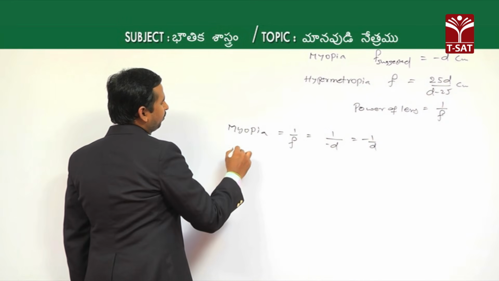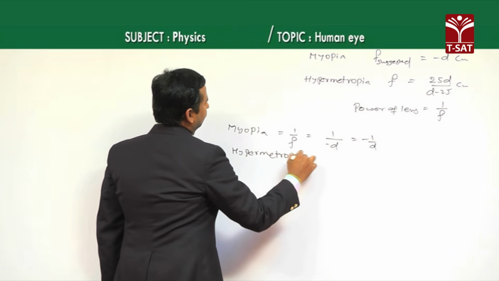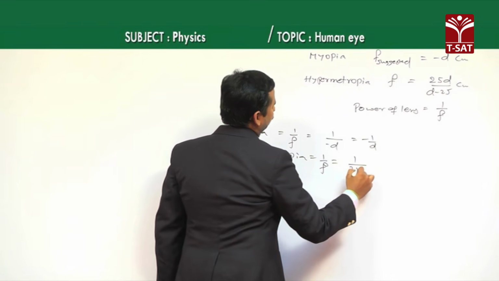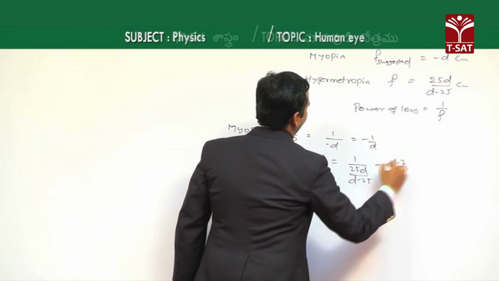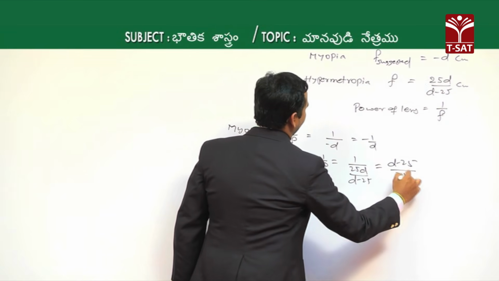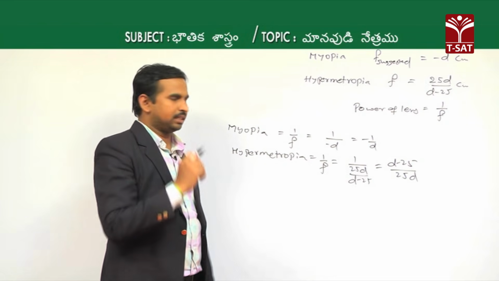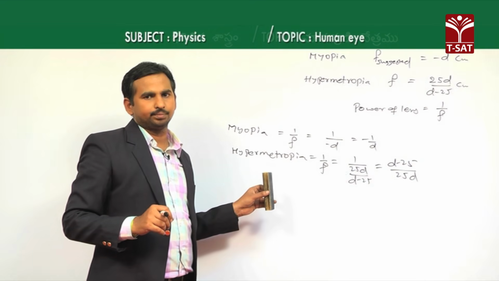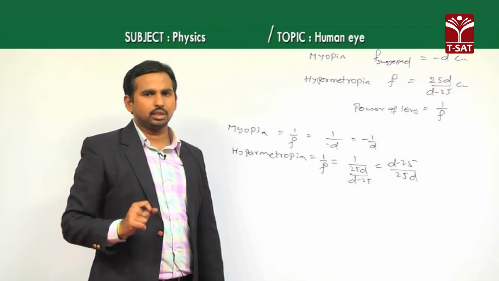And for hypermetropia, again P is 1 by f, where the focal length is given as 25 d by d minus 25. So, finally, the power is (d minus 25) by 25 d. That is the power of the lens required to correct myopia and to correct hypermetropia. Okay. Then, how to use this while solving numericals, we will see.